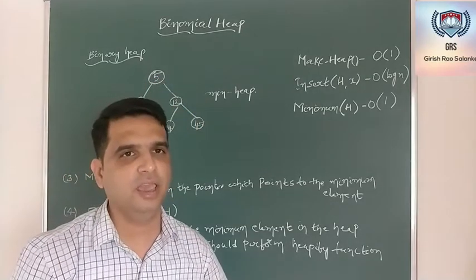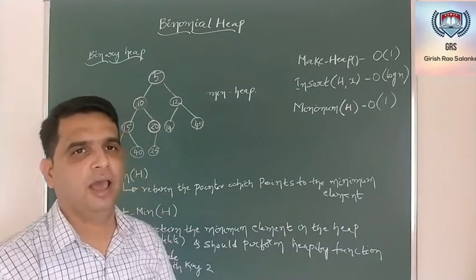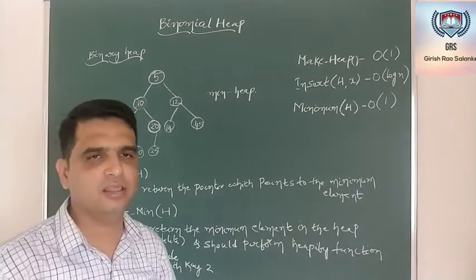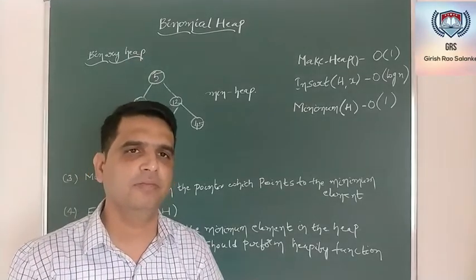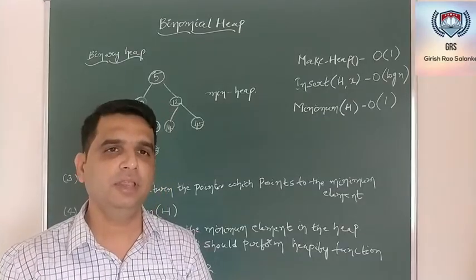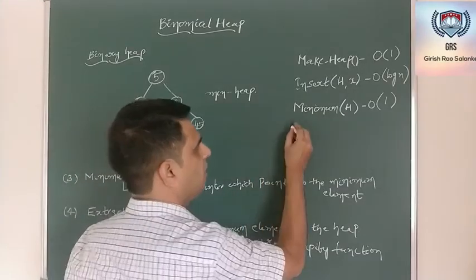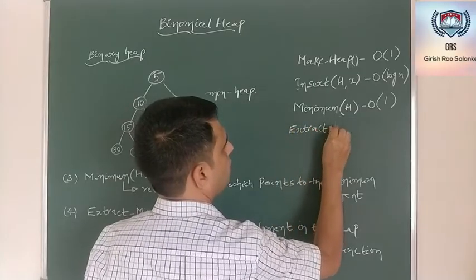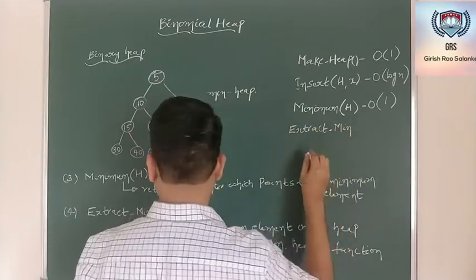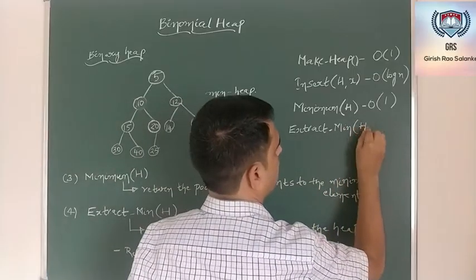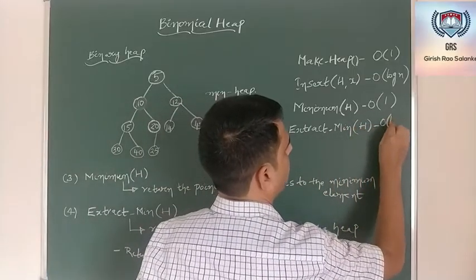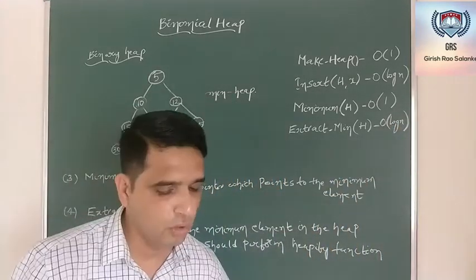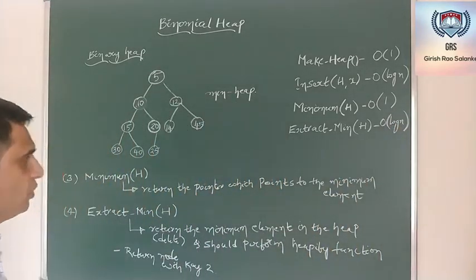Now if you note once again, how many comparisons have I done? I have done 1, 2 and 3 comparisons. That means in the worst case, the maximum number of comparisons that we do depends upon the height of the tree. So even in case of extract min, the extract min operation on the heap takes log n time. This is about the 4th operation. Now coming to the 5th operation.